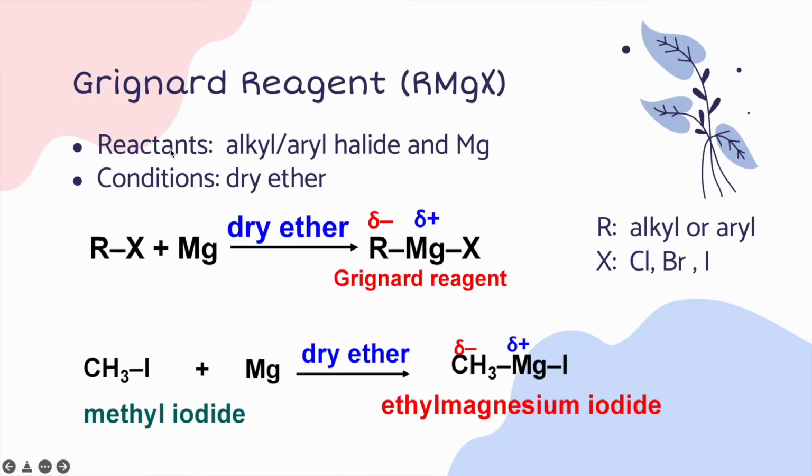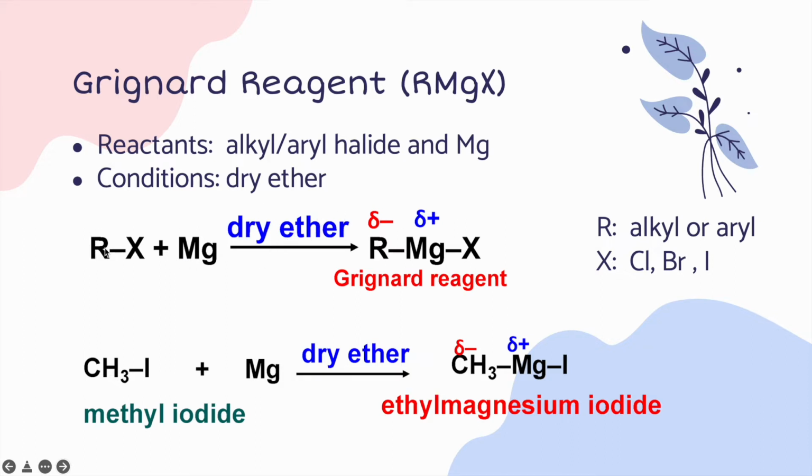The reactants for Grignard reagent are alkyl or aryl halide and magnesium. Conditions: it needs the presence of dry ether. So for example, R group attached to X atom. This R can be alkyl or aryl, attached to the halogen, so alkyl or aryl halide reacts with magnesium in the presence of dry ether.